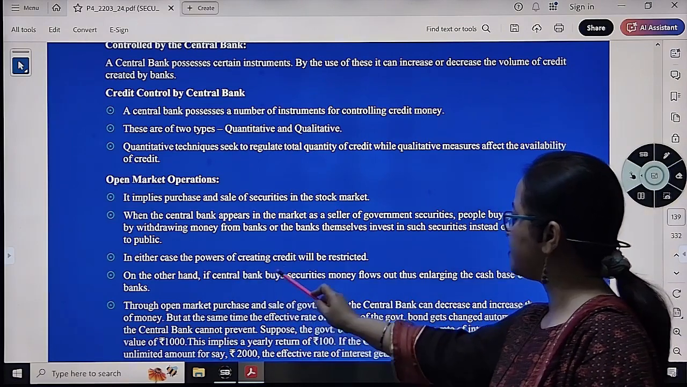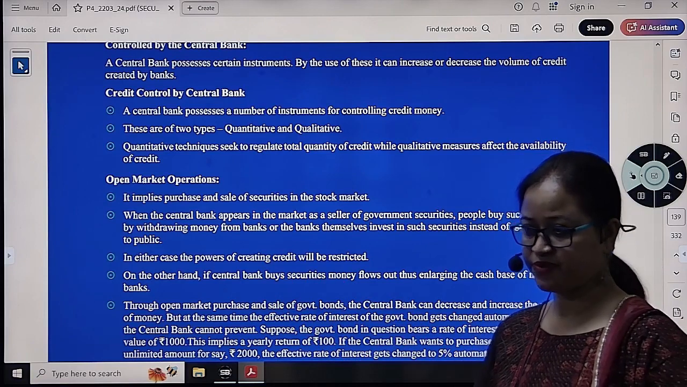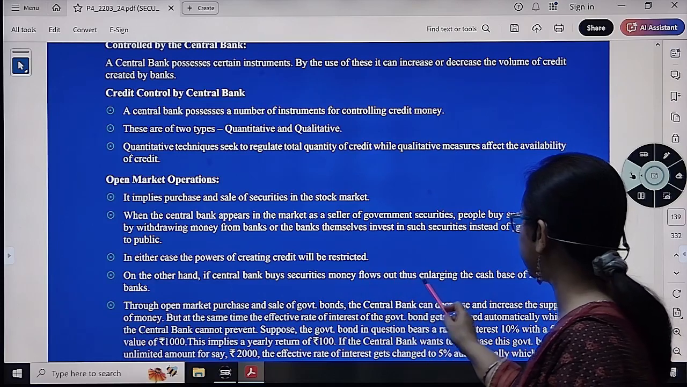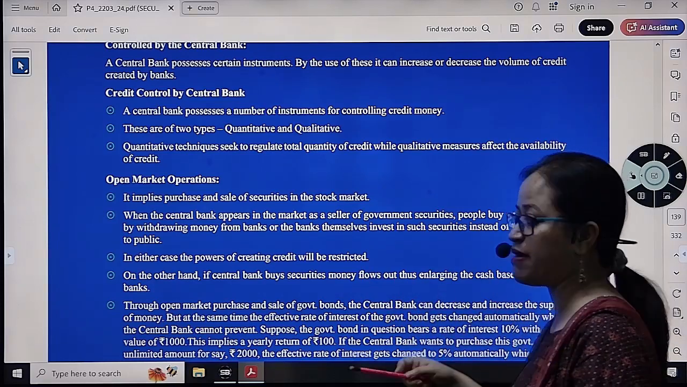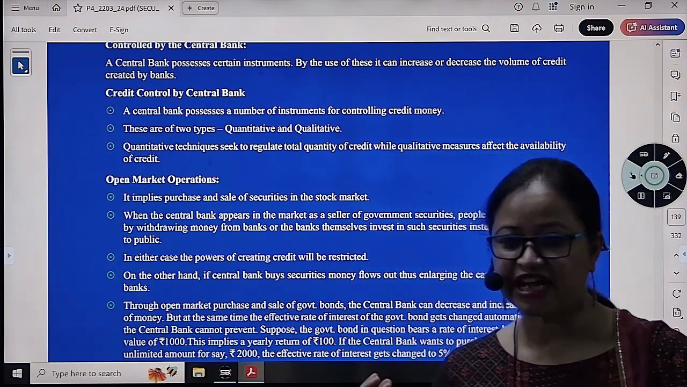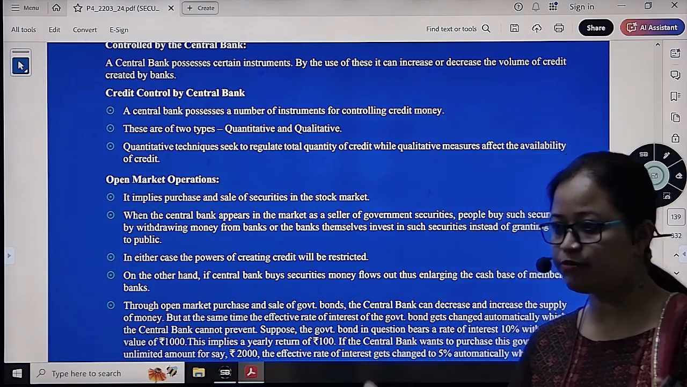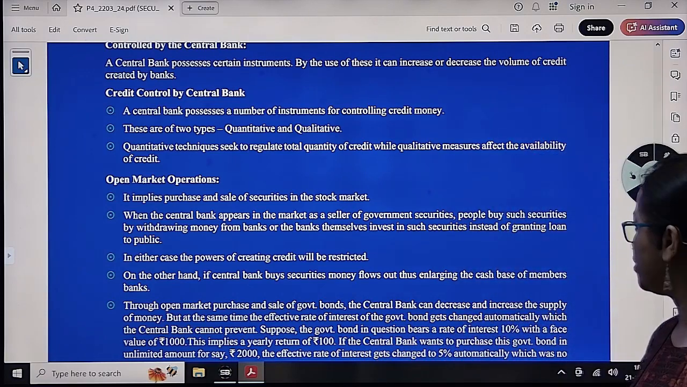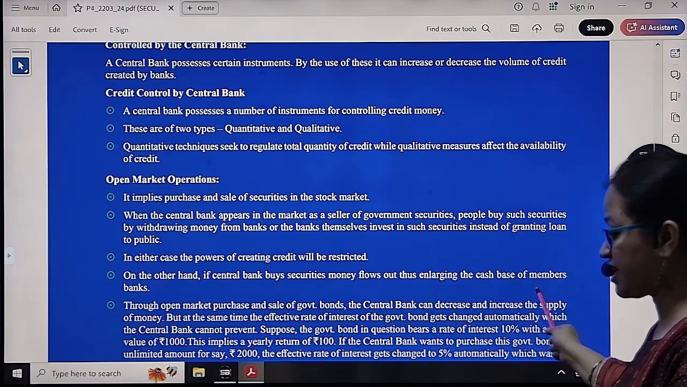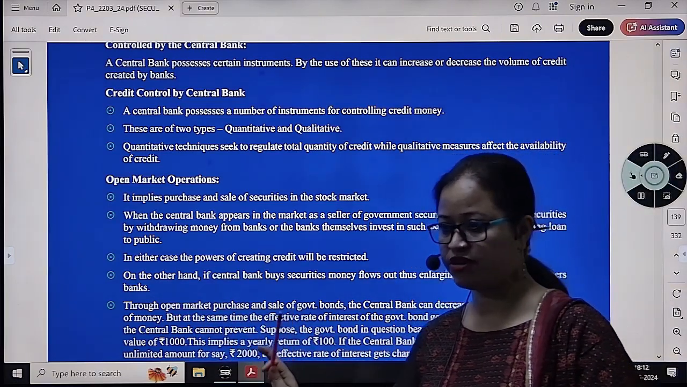Okay. On the other hand, if the central bank buys securities, then what will happen? Money flows out, thus enlarging the cash base of member banks. So if the central bank buys the government securities, the central bank's money will go out, right? So that means banks will have availability of cash. So there will be money flow, thus enlarging the cash base of member banks. Understood? Understood now how it works?